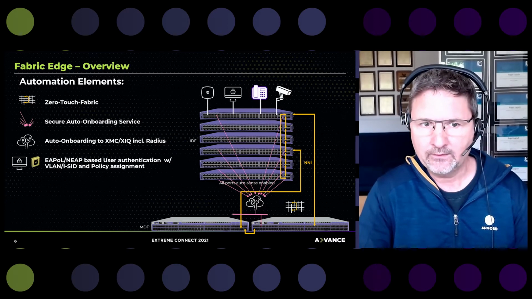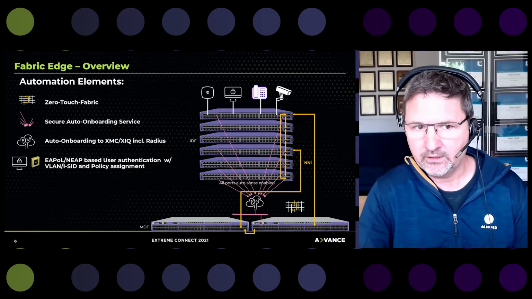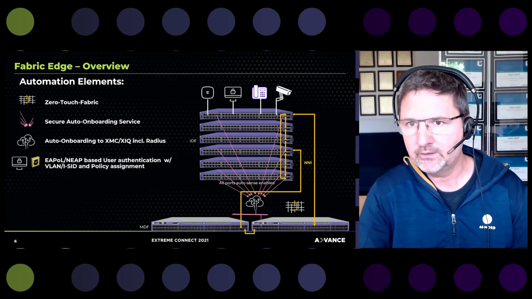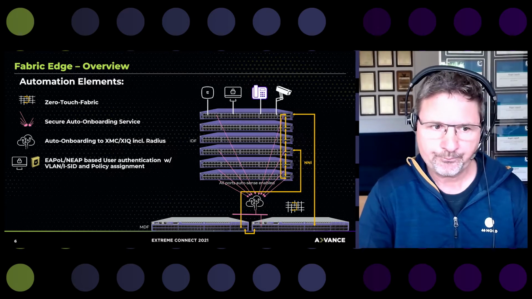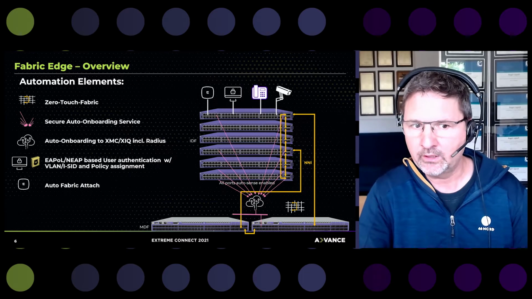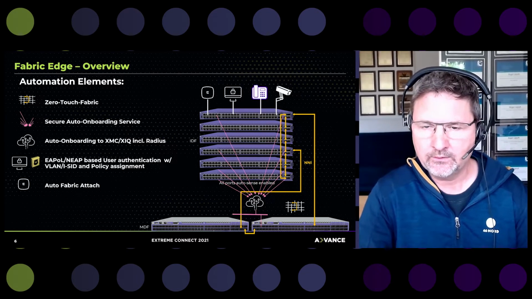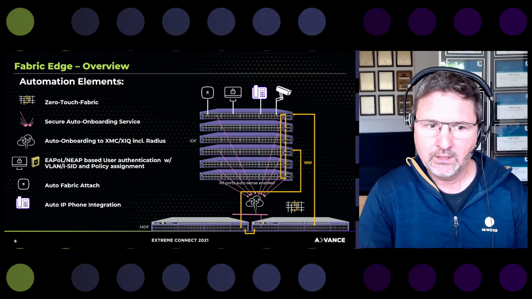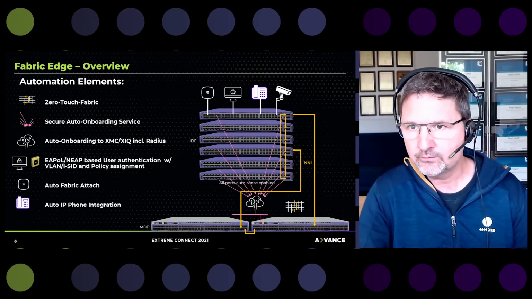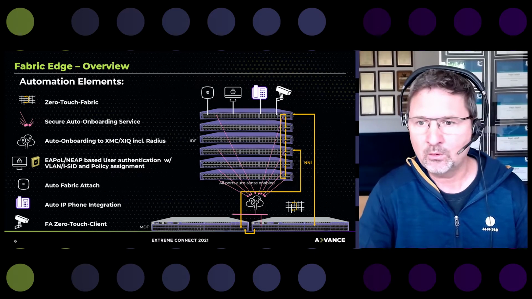On top of that, when users join, we have RADIUS-based authentication of the users, part of the automation here, including VLAN ISID deployment, as well as policy assignment. Auto-attached Fabric, basically the ability that when an access point or another device that is Fabric attach capable is connected, this is automatically sensed and configured. Then the next step, automatic phone integration support, and automatic IoT device integration support. So these are all the elements.